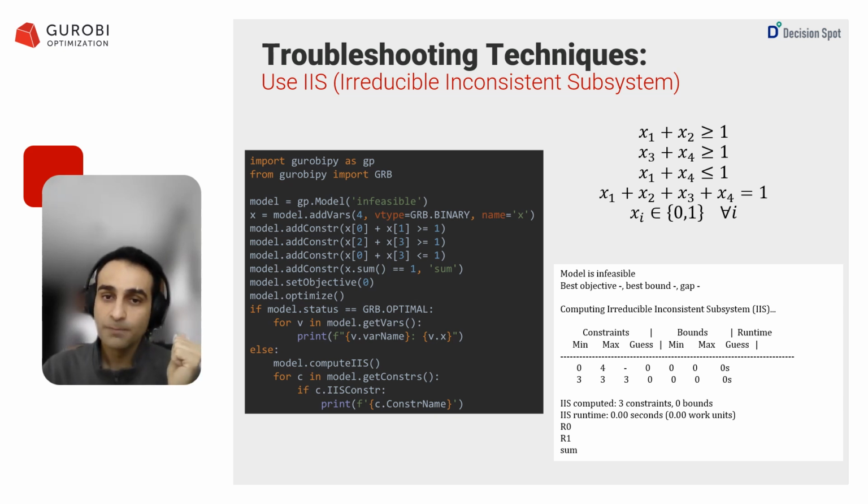Back to our example. If rather than simply printing a message in the else part, saying the model is infeasible, we run Gurobi's computeIIS with just one line, the solver will tell us that constraints 0, 1, and the sum constraints together are causing the infeasibility. That means if you remove any one of them from the model, it becomes feasible again.